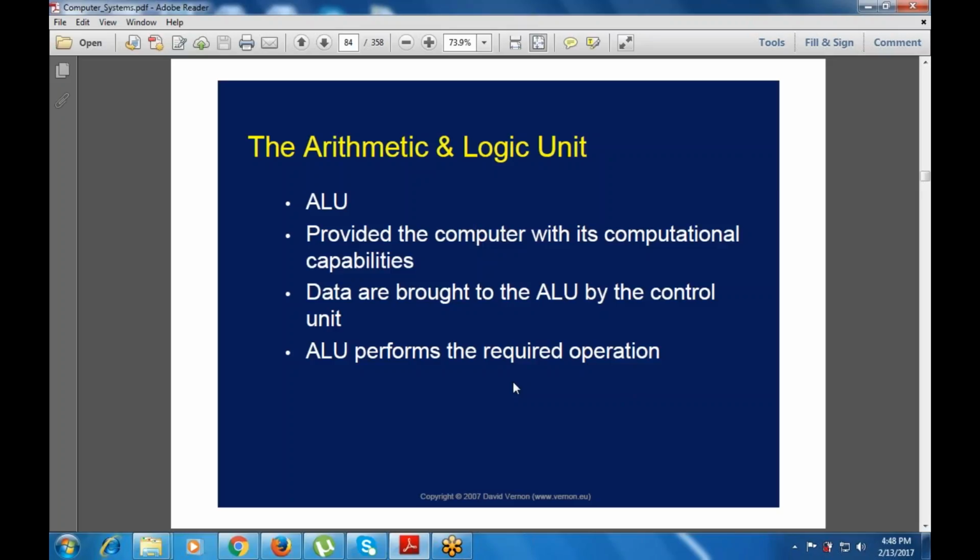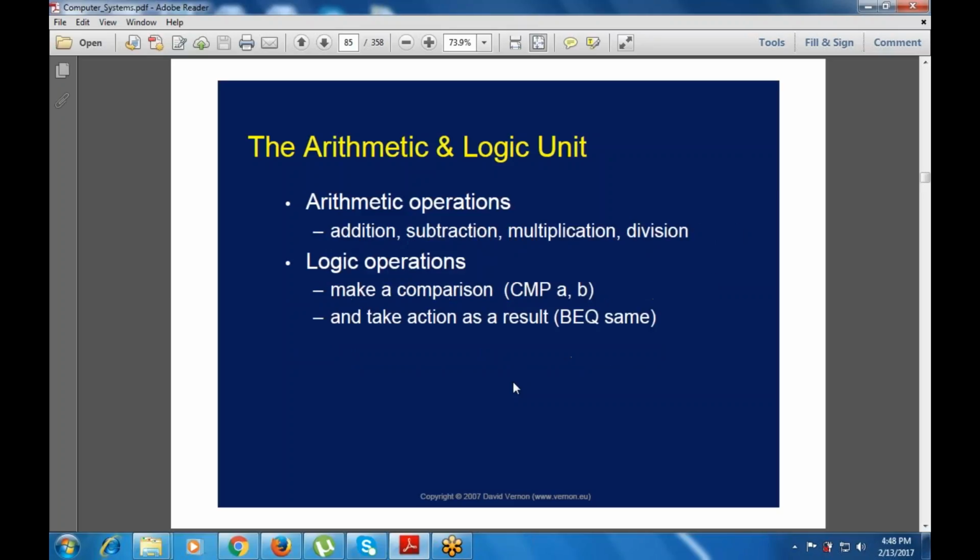So one is the ALU. This provides the computer with the computational capabilities. Then data are brought to the ALU by the control unit. Then the ALU performs the required operation, whatever the mathematical or logical calculation. Now, what are the various arithmetic operations that are available? One is addition, then subtraction, multiplication, and division.